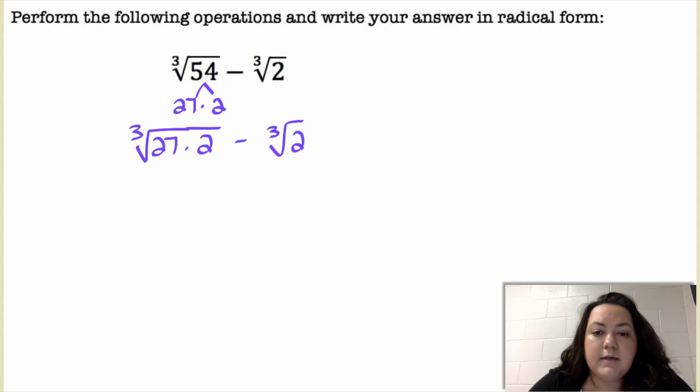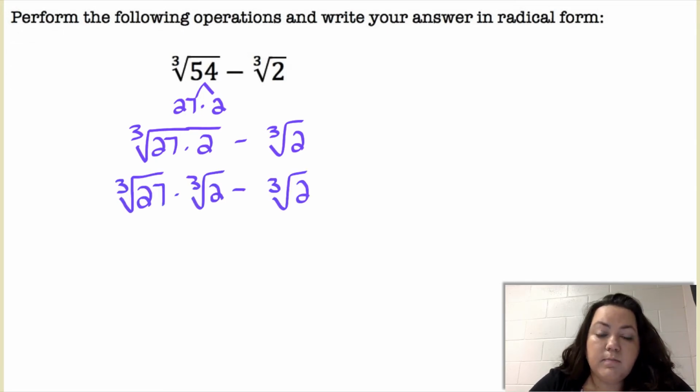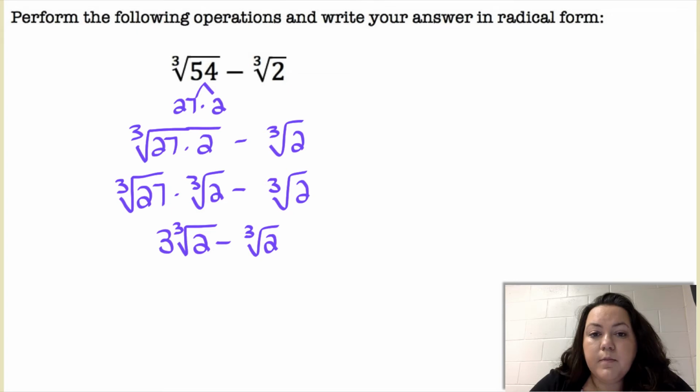So it'll be the cube root of 27 times 2 minus the cube root of 2. I just brought down the right side. Now I'm going to break up everything on the left into 2 pieces. So I'm going to have the cube root of 27 times the cube root of 2 minus the cube root of 2. Now the cube root of 27 is actually a perfect cube. 3 times 3 is 9, and 9 times 3 is 27. So the cube root of 27 is 3. So I have 3 times the cube root of 2 minus the cube root of 2. Now there's really a 1 in front of that second cube root of 2, and so when I subtract them, I get 2 cube roots of 2.